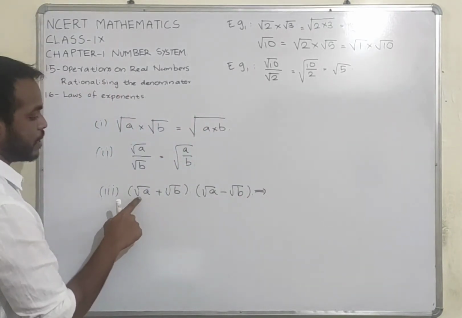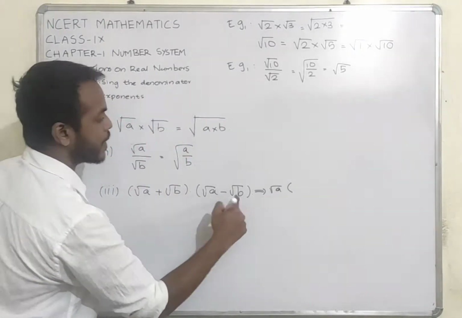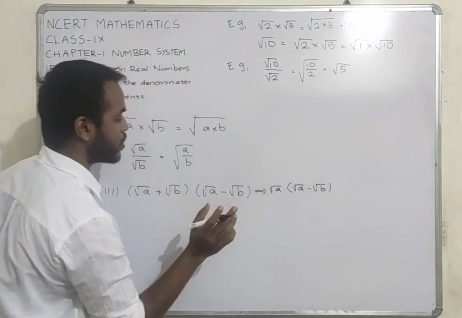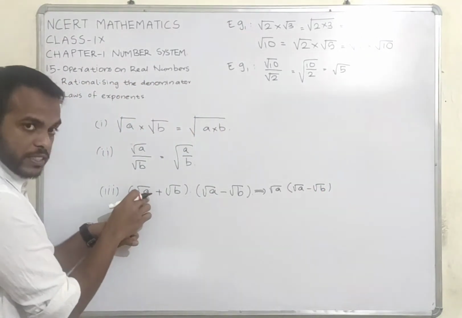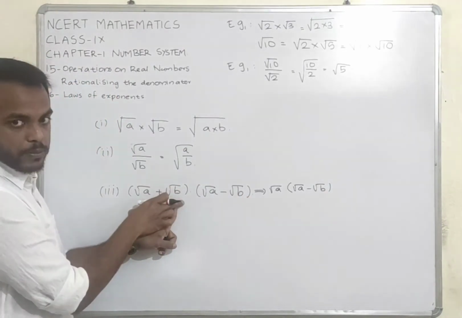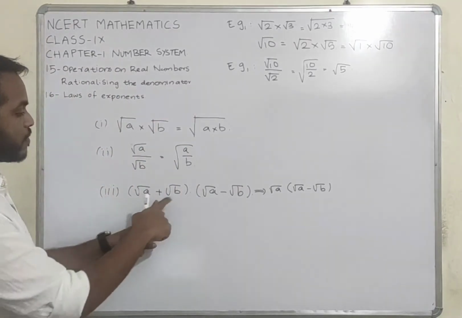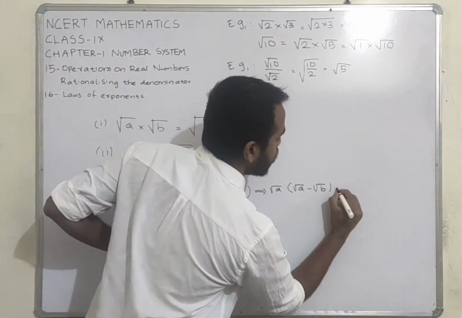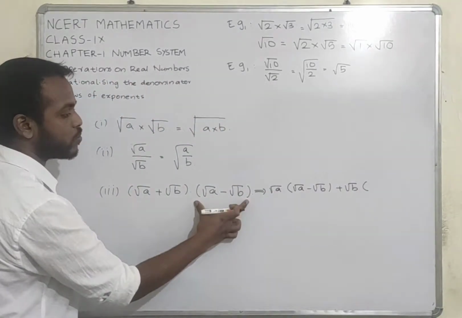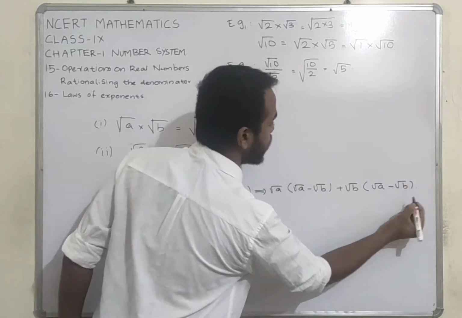So first, take the first number, root a, and multiply it throughout the second bracket, root a minus root b. I hope you know this method. Then take the second number in the first bracket and multiply it throughout the second bracket completely. Who is the second term in the first bracket? That is root b, including the positive sign, and multiply throughout the second bracket. Who is that? Root a minus root b.